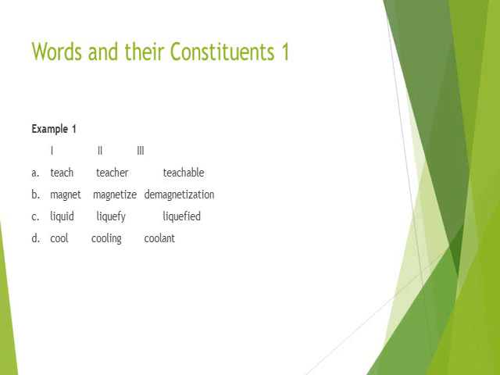You will notice that there is a relationship between the words in columns 2 and 3, in the sense that the word teacher and the word teachable take their root from the word teach. The words magnetize and demagnetization also take their roots in magnet. Liquefy and liquefied are words that emanate from the word liquid. Cooling and coolant also have a relationship with the word cool. The word cool, therefore, is the morpheme from which we derive.